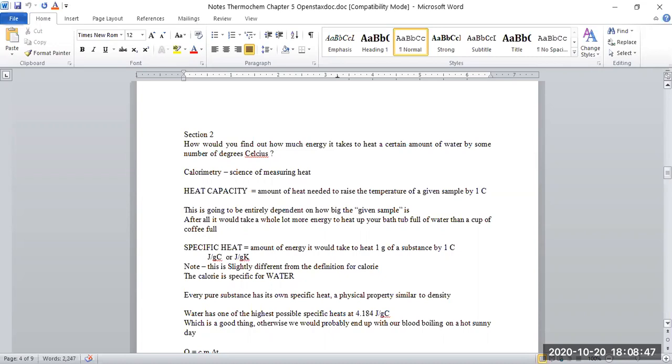Calorimetry, which is why the lab is called calorimetry, is the science of measuring heat. We need a couple of different more buzzwords here, one of which is called heat capacity. Now, heat capacity alone doesn't tell you what you are measuring. It tells you how much and what the temperature change is, but it doesn't tell you what the thing is you're measuring. You can have a heat capacity for a number of things, okay? It says amount of heat needed to raise the temperature of a given sample by 1 degree Celsius.